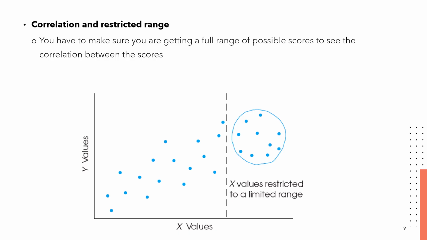Using this example, say we take a sample of 10 people. This is highlighted using the circle on the right side of the graph. It looks like there's no relation here, right? But if you were to sample more people with a wider range of scores, there's a clear relation among variables. So we have to make sure we have a wide range of data.